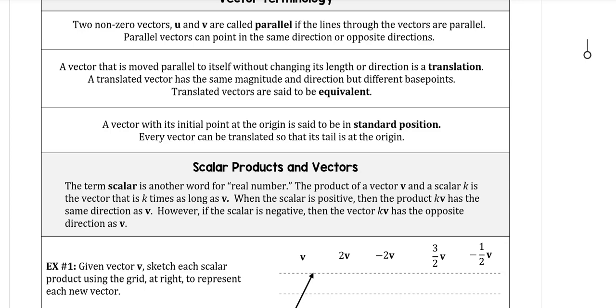That's very useful because it's really nice to do operations with vectors if they're at the origin of the coordinate plane. A vector with its initial point at the origin is said to be in standard position. We can translate every vector to standard position so that its tail is at the origin. The only thing you want to be careful of is if you're going to change the direction, you just want to note that when you're doing these operations.